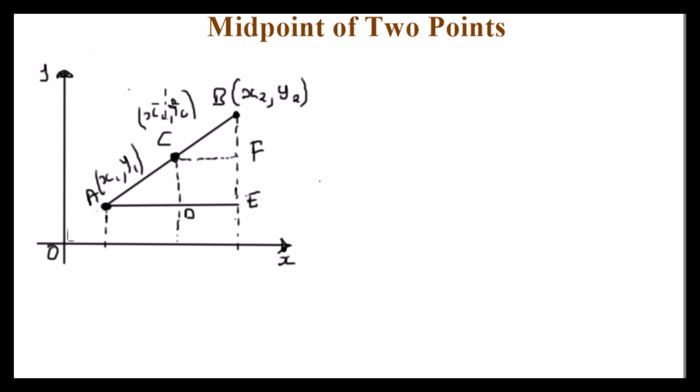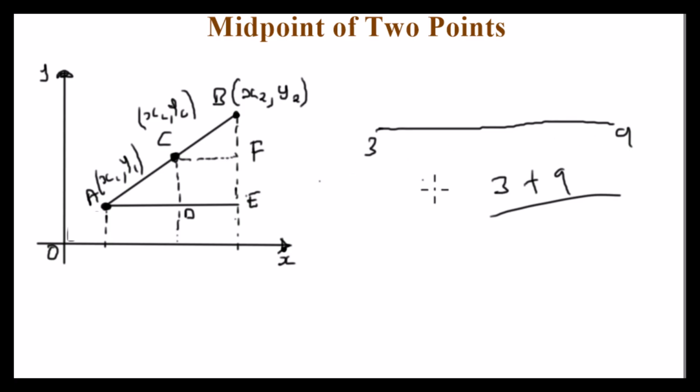What do we mean? So let's say we have a straight line like this. Let's assume that this part is 3 and this part is 9. If I were to be looking for the midpoint of this line that has this junction here as 3 and the junction here as 9, what I simply need to do is add them together: 3 plus 9 divided by 2. So 3 plus 9 gives me 12, and 12 divided by 2 will give me 6. So that means the midpoint of this line will be exactly on 6.